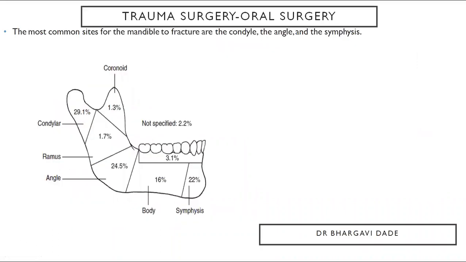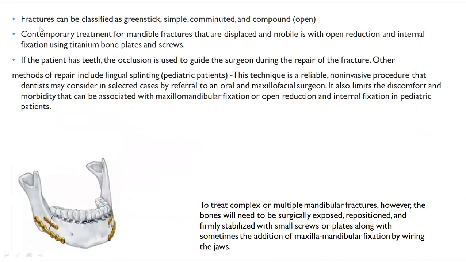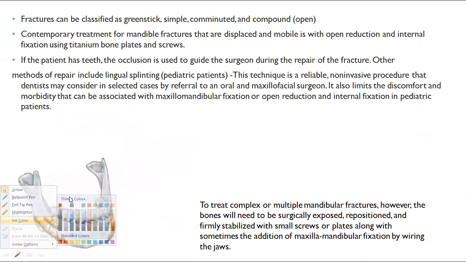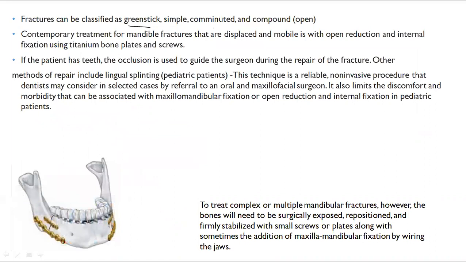Now, which are the most common sites in the mandible for the fracture? So it's first the condyle, then the angle, and then the symphysis. What are the different kinds of fractures? They can be green stick, simple, comminuted, and compound.